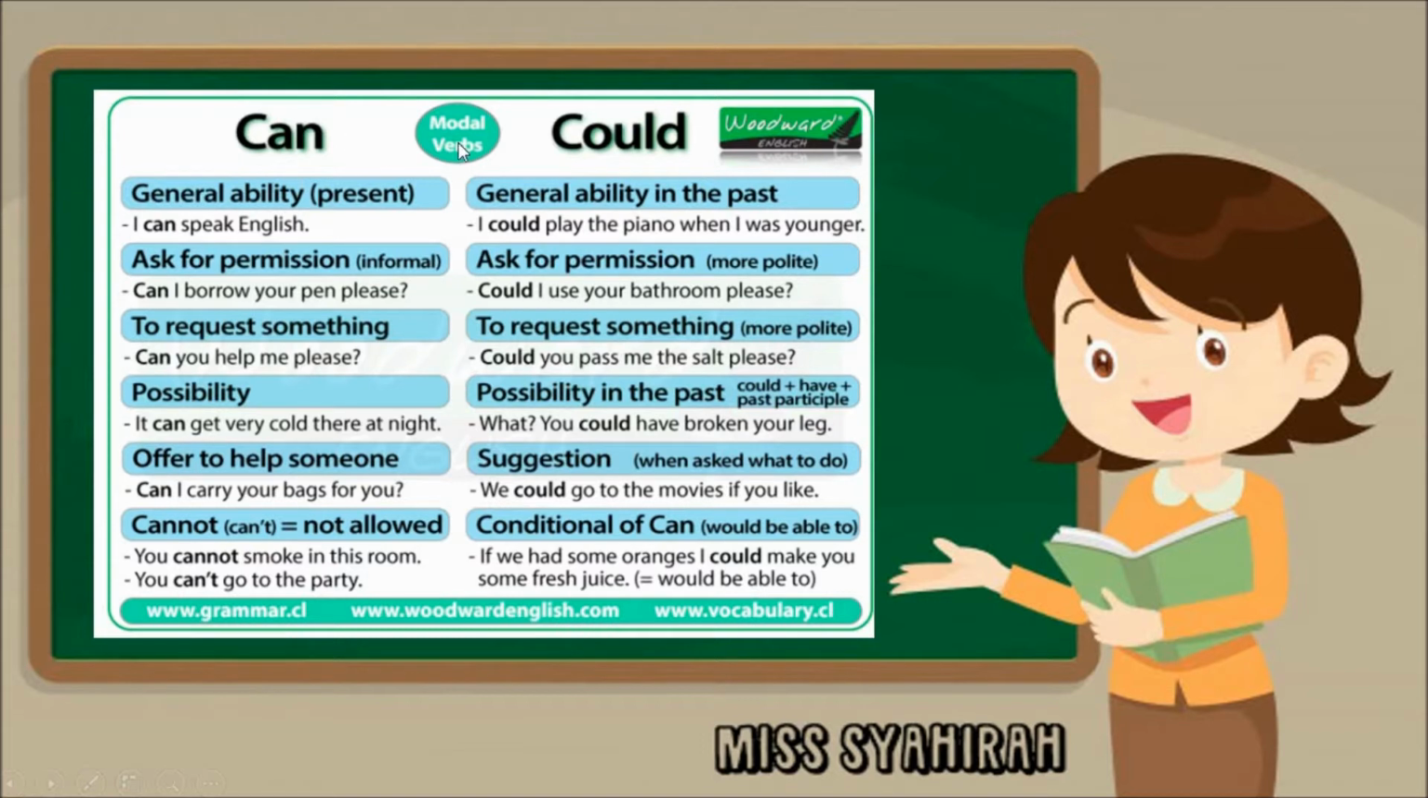Okay, these are the differences, but the main thing that you should know is that can is in present tense, could is in past tense, and could is more polite compared to can. So kalau nak cakap dengan lebih sopan, more polite, use could.